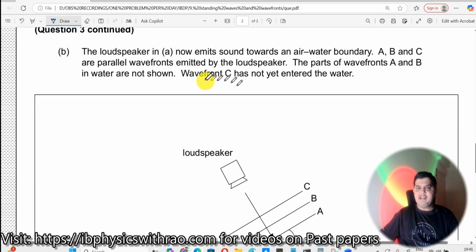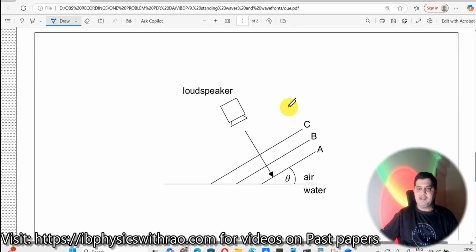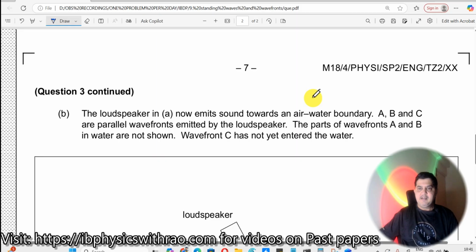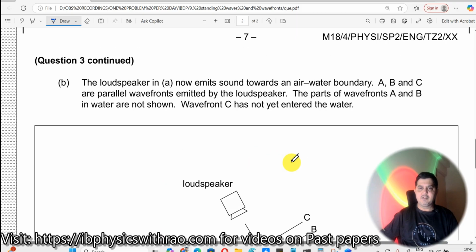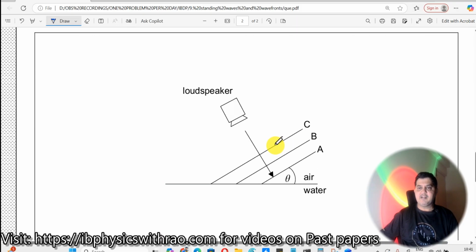The loudspeaker in A now emits sound waves towards an air-water boundary. Air-water boundary. Okay. So here it is air, here it is water. ABC are three parallel wavefronts emitted by the loudspeaker. The parts of wavefronts A and B that are in water are not shown. Okay, only in the air the wavefronts are shown. Nothing else is shown. Wavefront C has not entered the water.